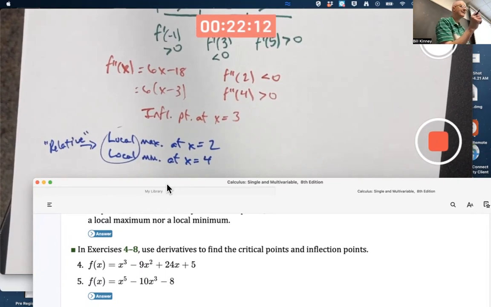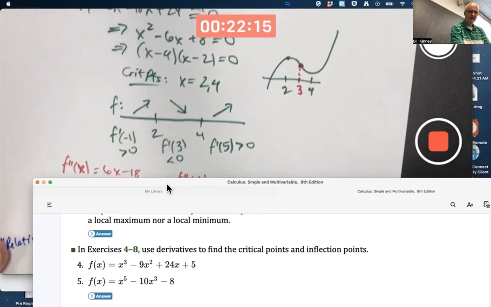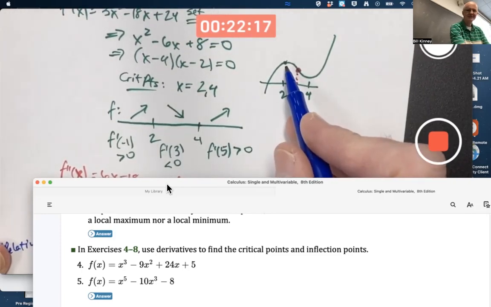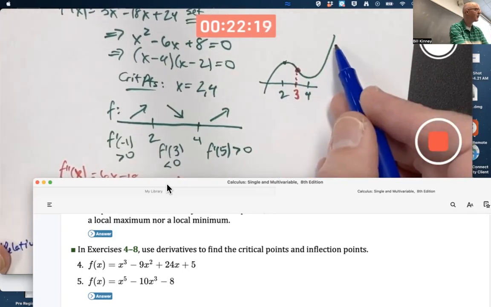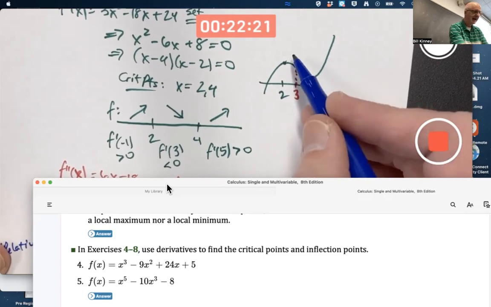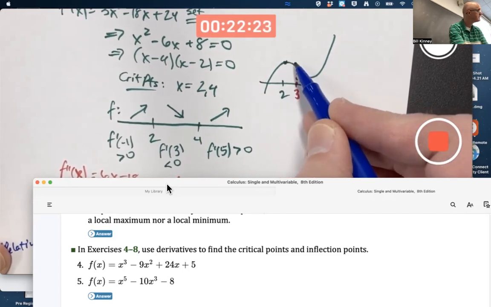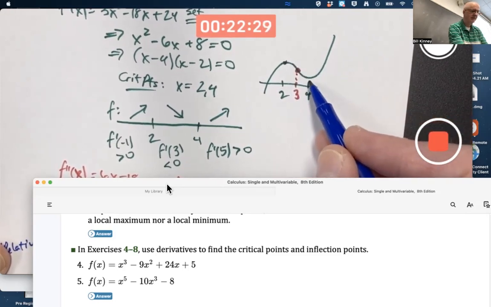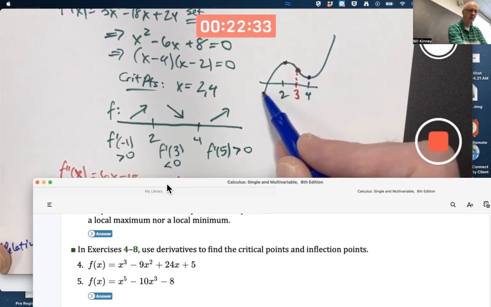What do I mean by that? That's a high point on the graph, but not the entire graph, right? The graph goes higher over here. It's a high point of a small little hill. Local, not global. This is a low point of a valley right here. But it's not the lowest point in the graph, it's lower over here. Local, not global. These tests are for local extreme points, not global extreme points.